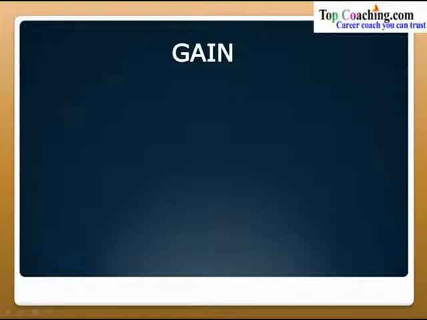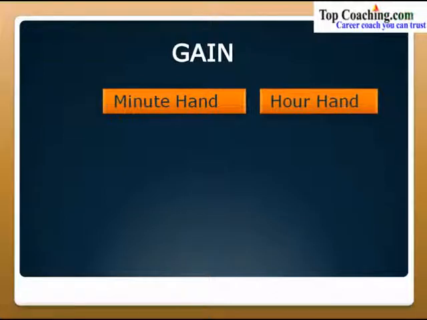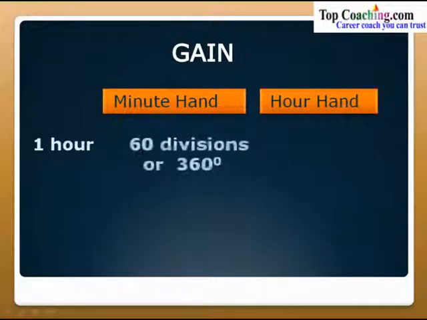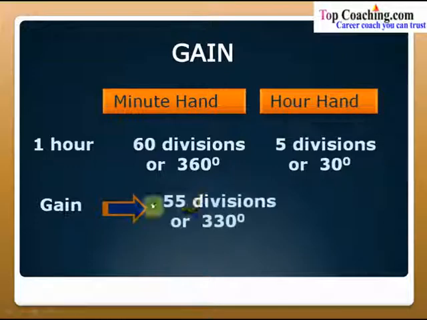So what's the gain of the minute hand over the hour hand? This represents the minute hand and this represents the hour hand. In 1 hour, we can clearly see that the minute hand moves 60 divisions, or completes 360 degrees. And similarly, the hour hand covers 5 divisions, or 30 degrees. So the gain of the minute hand over the hour hand would be 55 divisions in 1 hour, or 330 degrees. So we can say that the minute hand gains 55 divisions over the hour hand in 1 hour, or it gains an angle of 330 degrees over the hour hand in 1 hour.